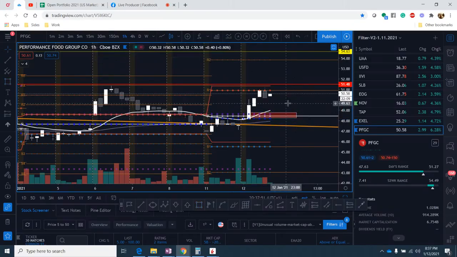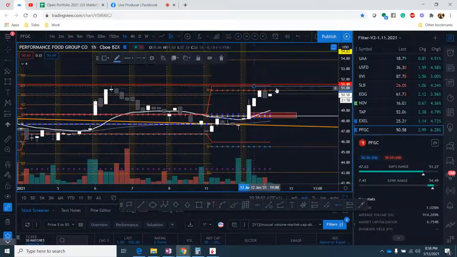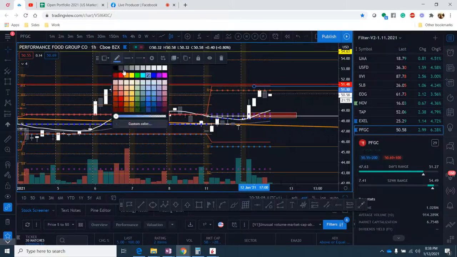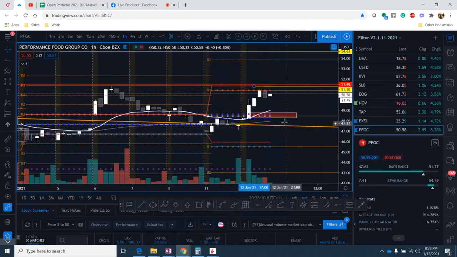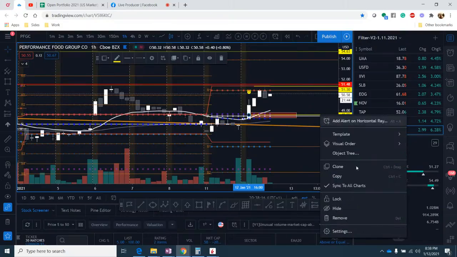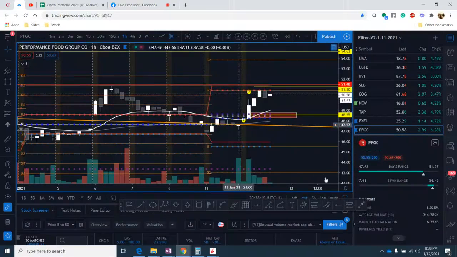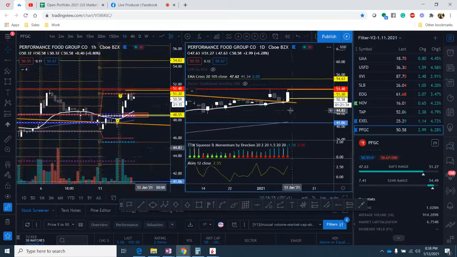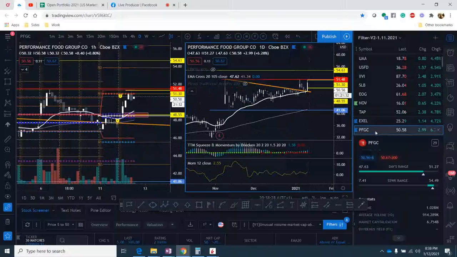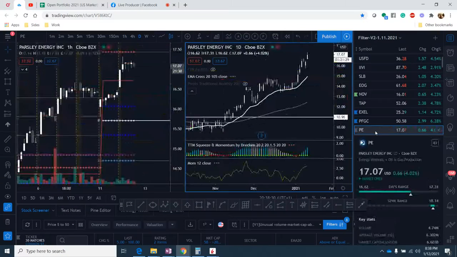So that is another opportunity. So for PFGC, I would just create an alert. I want to get alerted when it's breaking above this resistance, or it's pulling back to this support. Okay, so just the watch list for now. It's in the blue list as well. So it's quite a good setup. So let's move on.